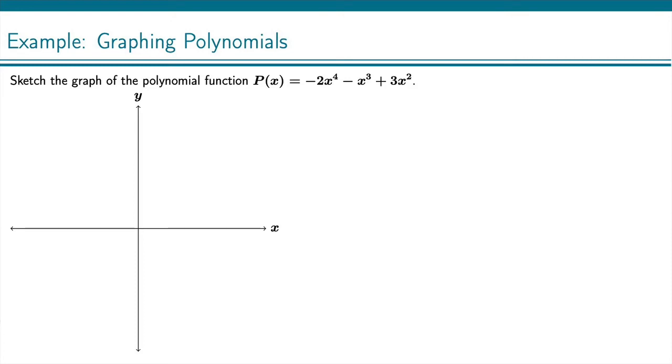Sketch the graph of the polynomial function p of x equals negative 2x to the fourth minus x cubed plus 3x squared. The first thing we do here is we look at our leading term to get our end behavior. So starting with our leading coefficient, we have negative 2. So the leading coefficient is a negative number. And a negative leading coefficient means that the right side of the graph goes down. That means y approaches negative infinity as x approaches infinity.